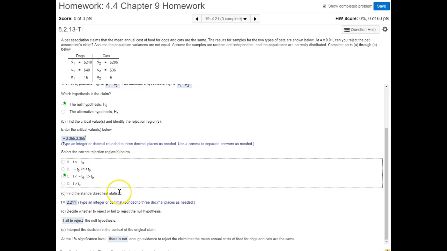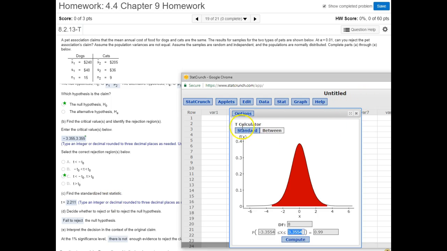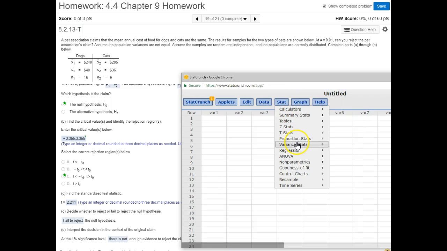Okay, find the standardized test statistic. That goes into the actual hypothesis test. Remember, the calculators, either a normal calculator or a T calculator, deal with the critical regions on the parts of the hypothesis test. So we're done with the critical regions, so we're done with the T calculator. We're ready to go into the hypothesis test. So notice that we're doing a T-stat, and we have two samples, and we have the summary. Based on that chart on the top, with dogs and cats and the mean, standard deviation, and sample size, we have the summary.